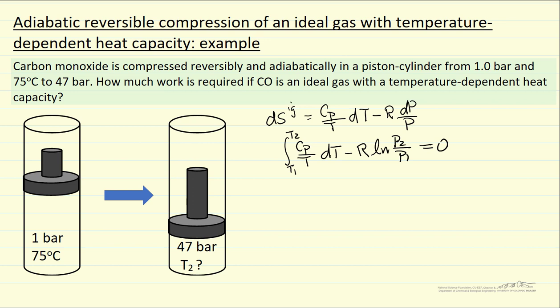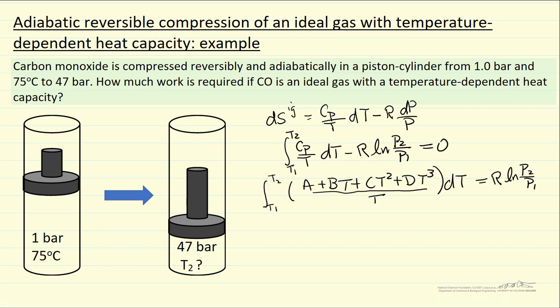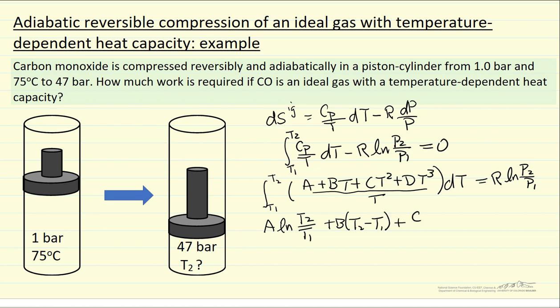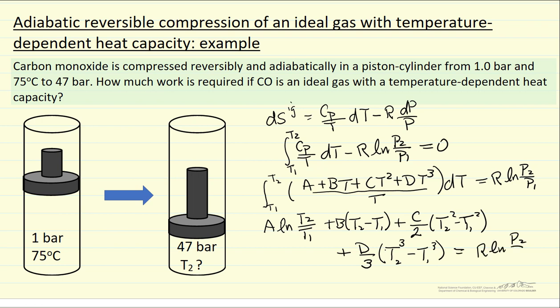Now I'm going to write the heat capacity as a temperature-dependent heat capacity with constants. I've moved the pressure term to the other side of the equation. Now I can do the integration. The integral of A over T is A times the log of T2 over T1. For B, T cancels, so this is B times T2 minus T1. C times the integral of temperature would be T2 squared minus T1 squared, over 2. And the last term, D over 3, as we integrate T squared, is T2 cubed minus T1 cubed. And this is all equal to R log P2 over P1.